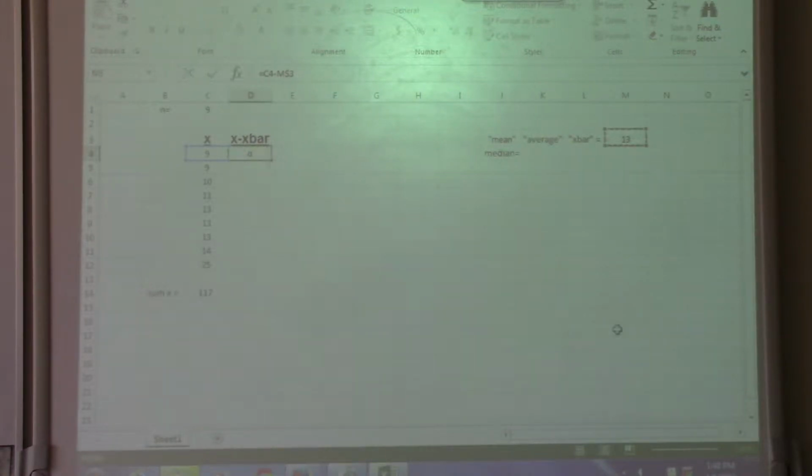Because I just hit enter and I copied it down. I should get -4 in the next one, right? No, it did, I did. You're not supposed to. Oh, we didn't fill out the rest of this stuff, that's why.